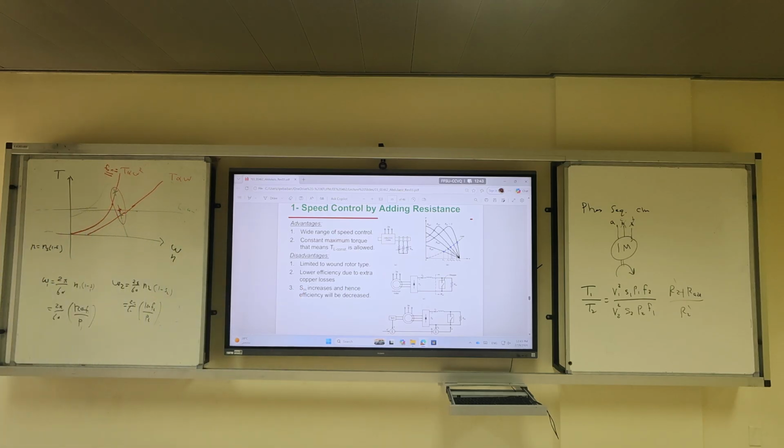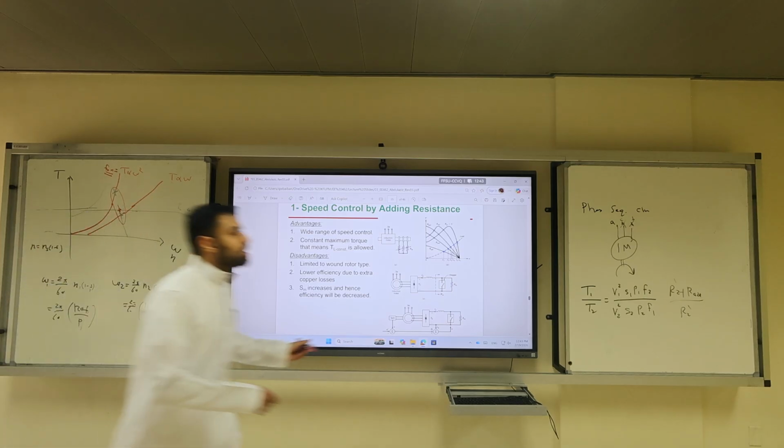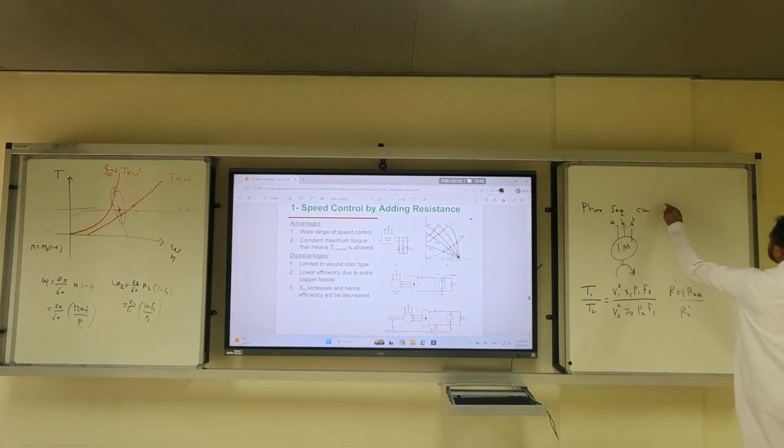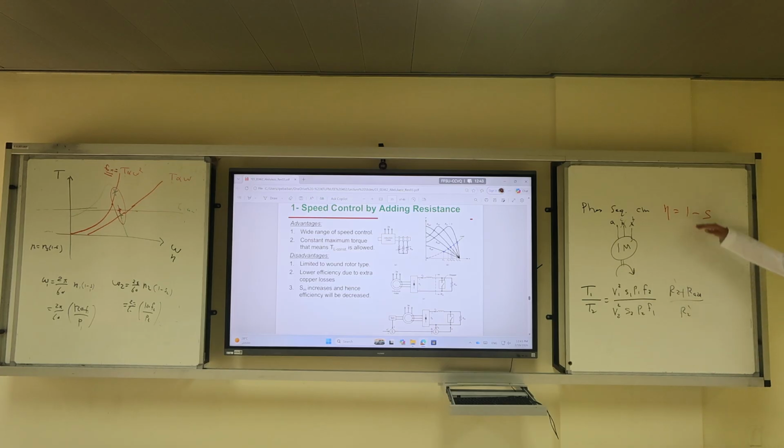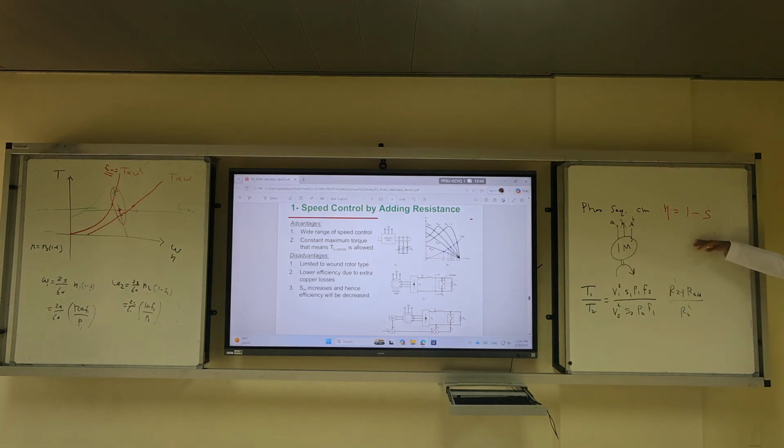Do you remember from last lecture I told you what the internal efficiency is? It was 1 minus S, which was 90% compared above the regular efficiency. Do you remember the internal efficiency? Watch the previous lecture, we talked about internal efficiency. So if you increase the slip, what will happen? You have a less efficient system.